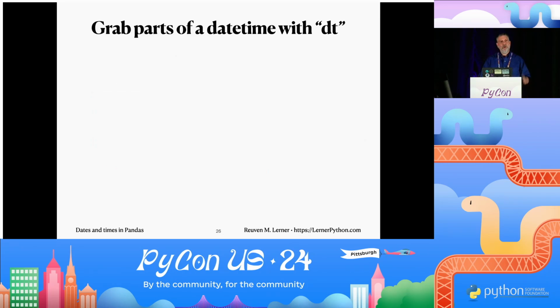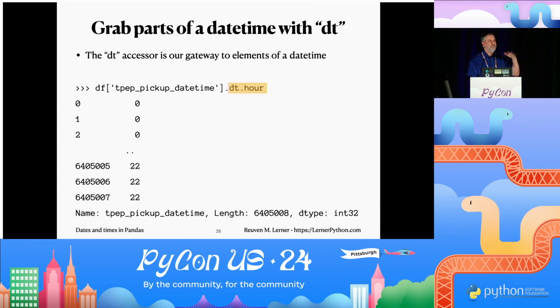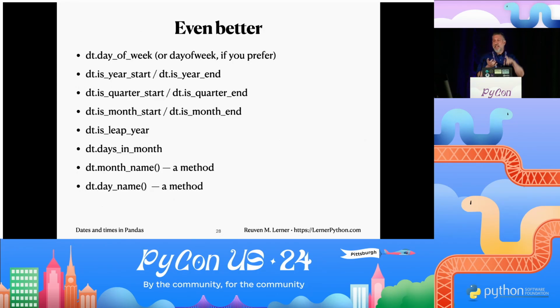Okay, well, what if I want part of the datetime? What if I want to grab something from there? Well, I can do that. There's the dt accessor, and that is our gateway to elements of a datetime. I can say pickup datetime .dt.hour, and then I get back a series of integers, the hour value from each and every one of those rows. Well, what else can I get in addition to the hour? Well, I can get the year, month, day, hour, minute, second. I get the quarter. I get the date, that is just the date part. I can get the time, just the time. And I can even get the day of the week.